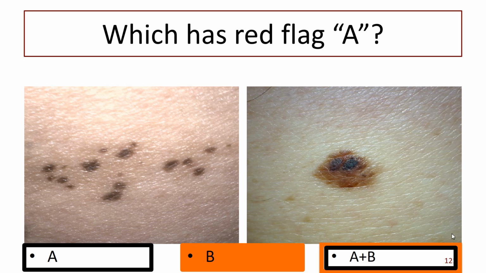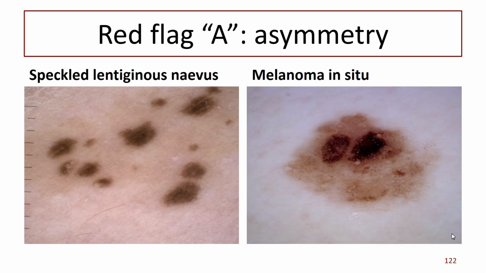It's clearly asymmetric. Well, it's asymmetric if you look that way. So it's in one axis. It's quite symmetric in that axis, in fact. So asymmetrical in one axis. But that might be good enough because that lesion is a melanoma.